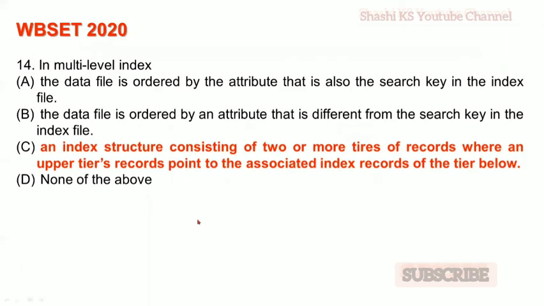The next one is, in a multi-level index, the data file is ordered by the attribute that is also the search key in the index file. Or, the data file is ordered by an attribute that is different from the search key. A multi-level index is an index structure consisting of two or more tiers of records, where an upper tier's record points to the associated index records of the tier below. So the right answer is option C here.